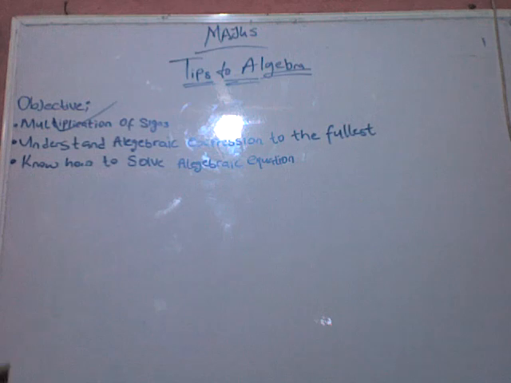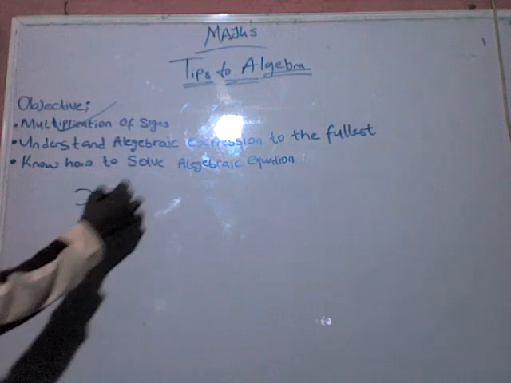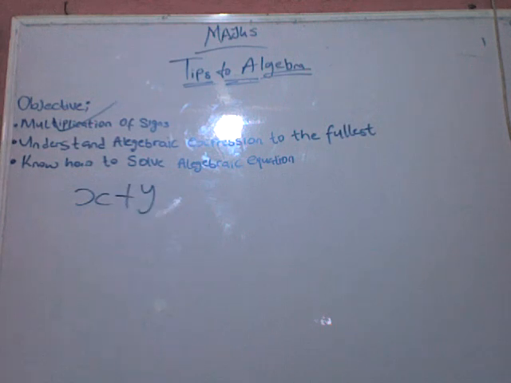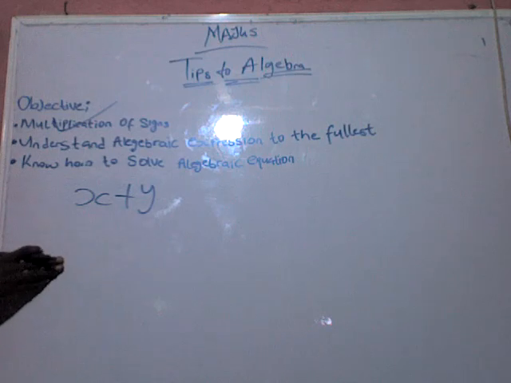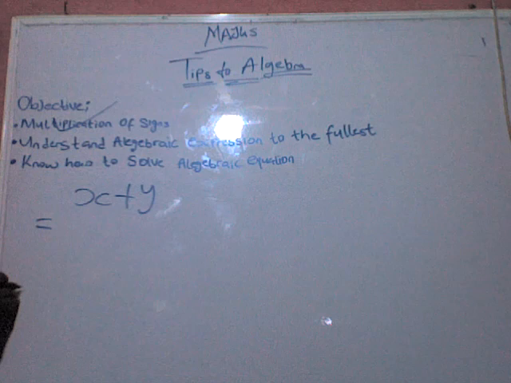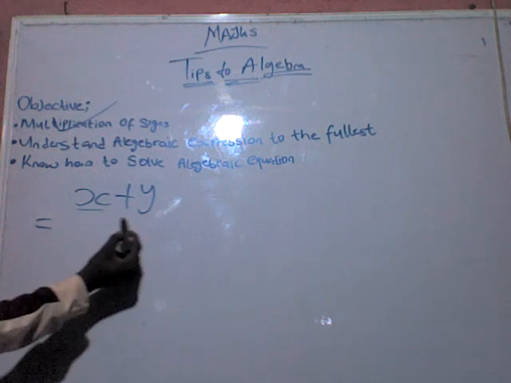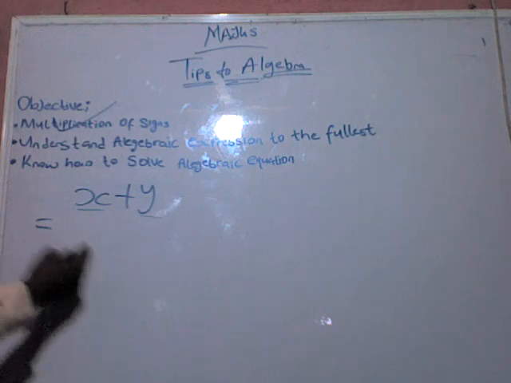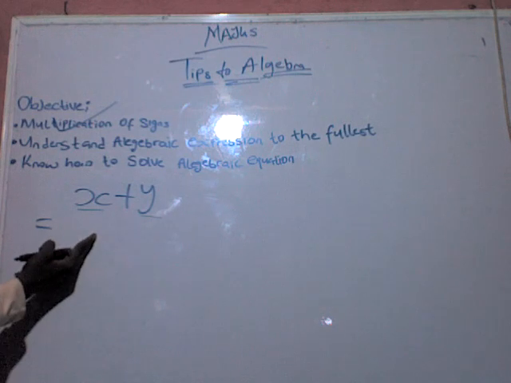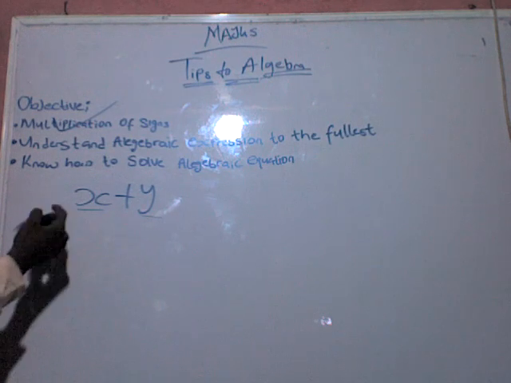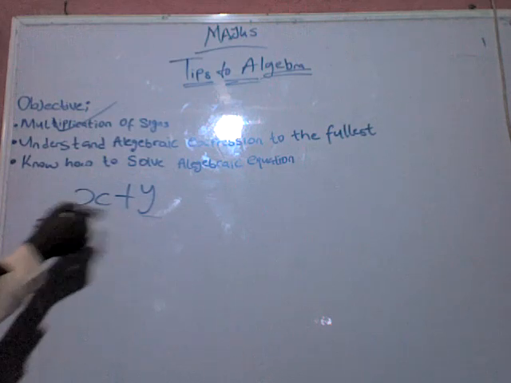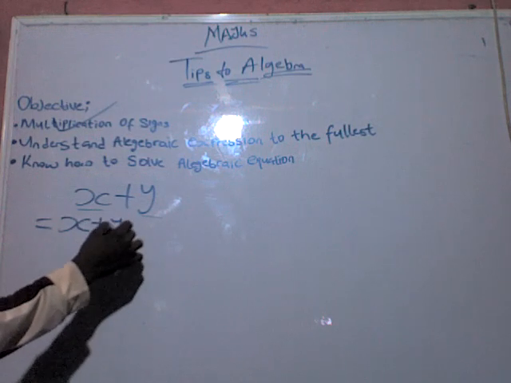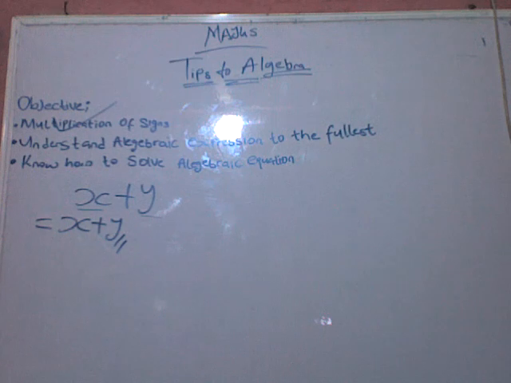So what if I give you x plus y? How would you do this? Looking at it, these are not the same, so don't make the mistake of adding them together. The answer for this problem should be x plus y, because you can't join them together, because they are not the same.